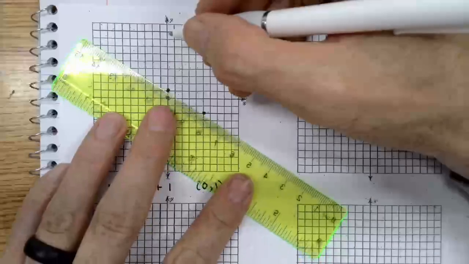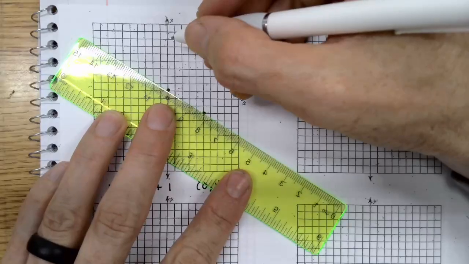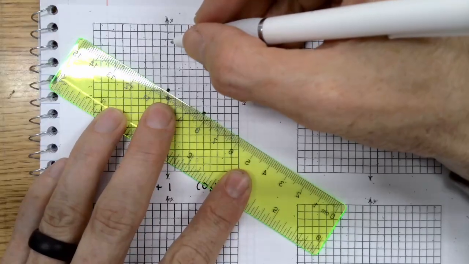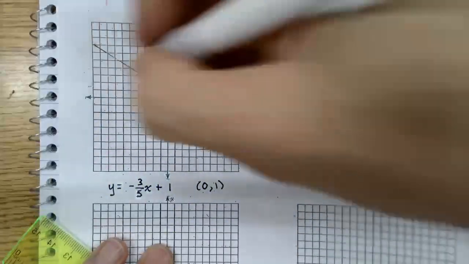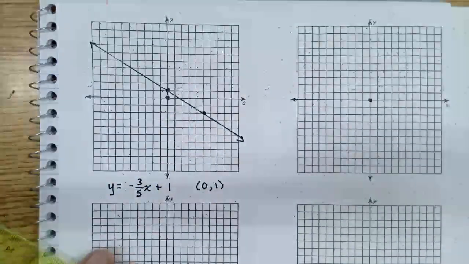I did. So now all I need to do, since it's a linear function, straight line, all you need is 2 points. So I'm going to draw a line through the 2 points. And there is my graph for 14. All right.